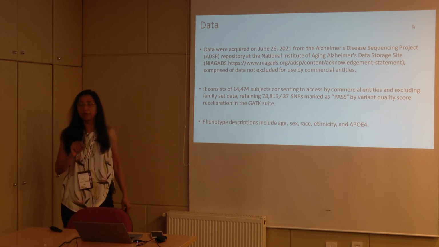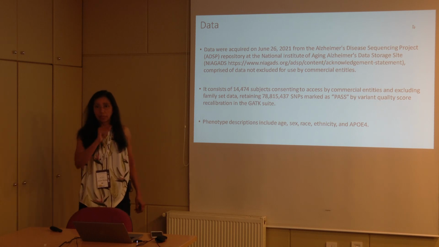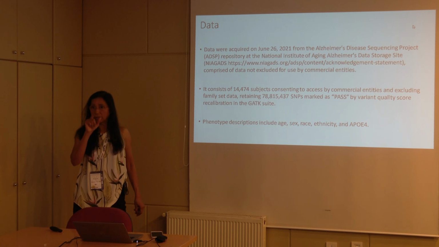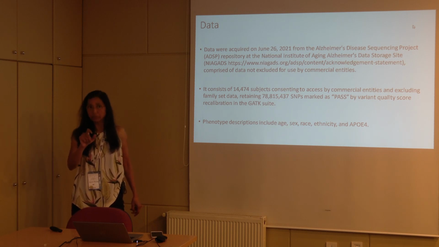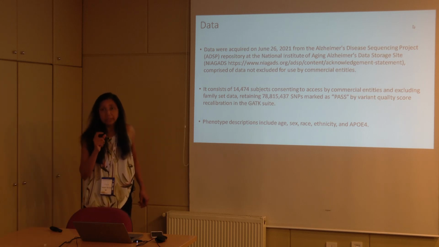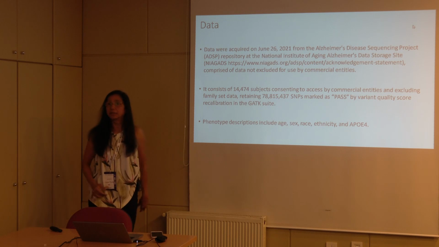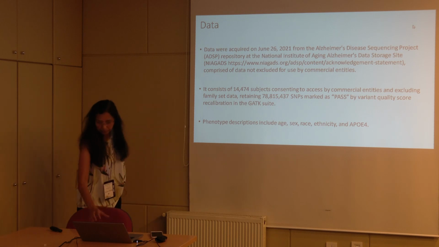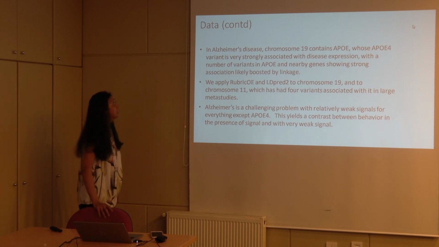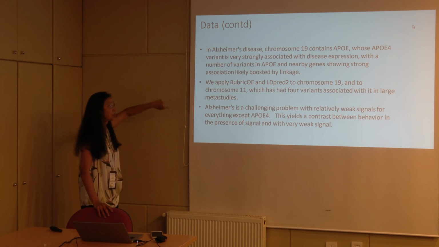Specifically ApoE4, because it is actually hard to sequence. So in this data set, there was a special focus on making sure that ApoE4 alleles are captured, because otherwise they are usually missed by sequencing methods. It's in a difficult, repetitive part of the genome. Chromosome 19 contains ApoE, and we also use chromosome 19 and chromosome 11.